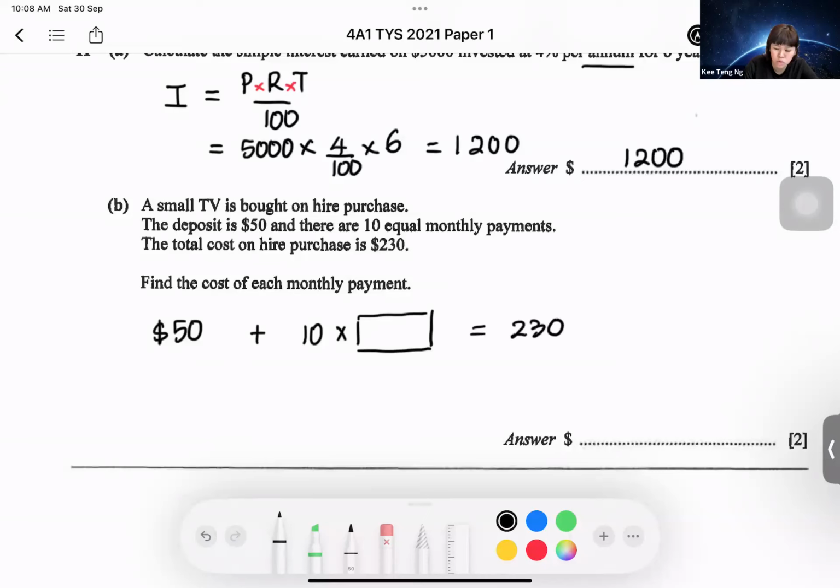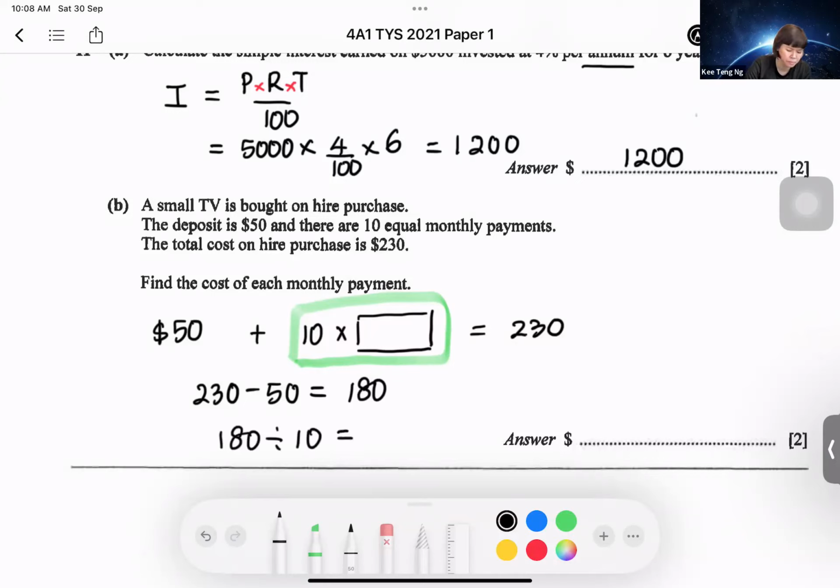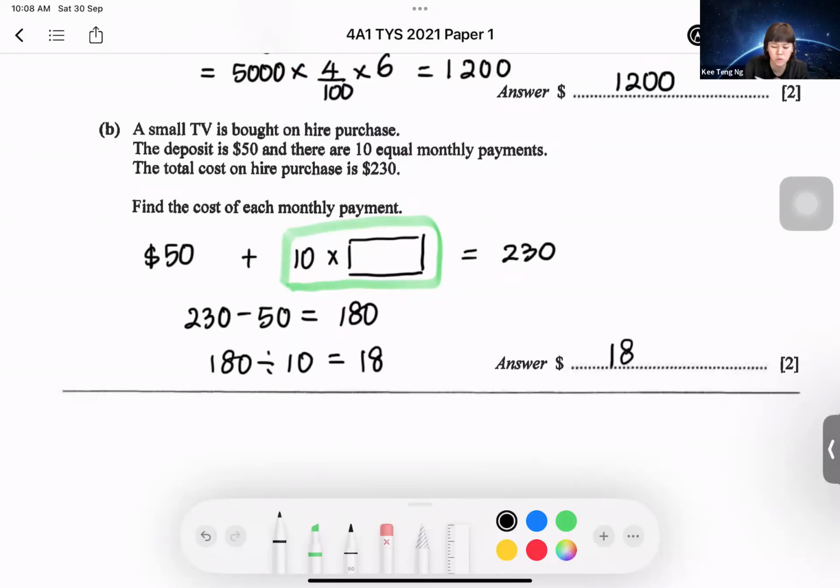Right? So what do I need to do? I remove my $50 first. So I'll take $230 and minus $50 first to know what is my total amount for installment. Right, $180. So this means my installment amount is $180, and it's split up into 10 equal monthly installments. So I take my 180 and divide by 10. And that will give me 18. That means I pay $18 per month. So that will be my monthly installment.